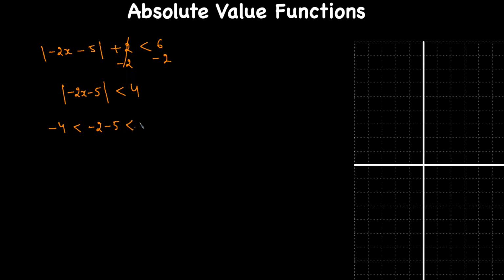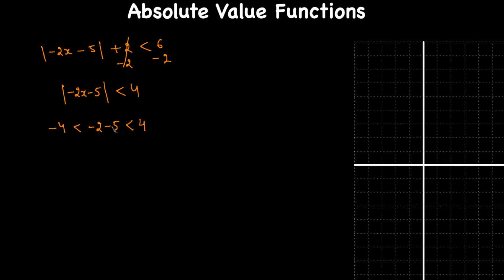So let's say we got the absolute value of negative 2x negative 5, plus 2, is less than 6. So first of all, we need to get rid of this 2 over here. So we're going to subtract 2 on both sides. So this will cancel out this one. So we got negative 2x and negative 5. So the absolute value of negative 2x minus 5 is going to be less than 4. And we can write it as negative 2x minus 5 is greater than negative 4 and less than 4.